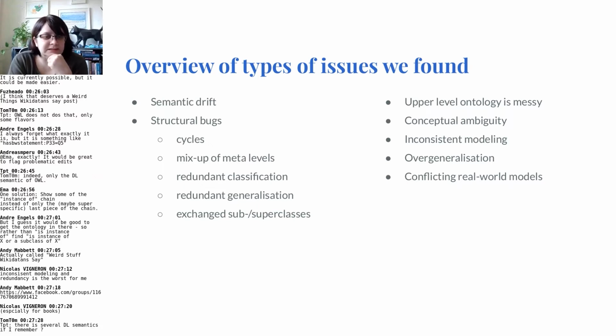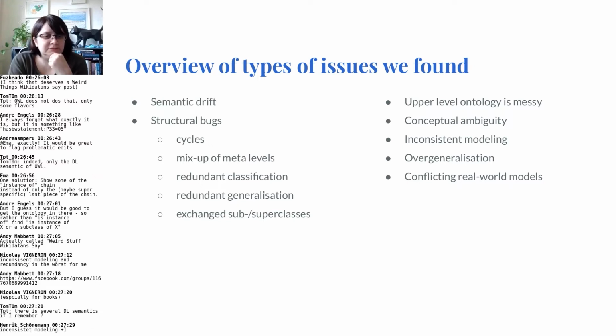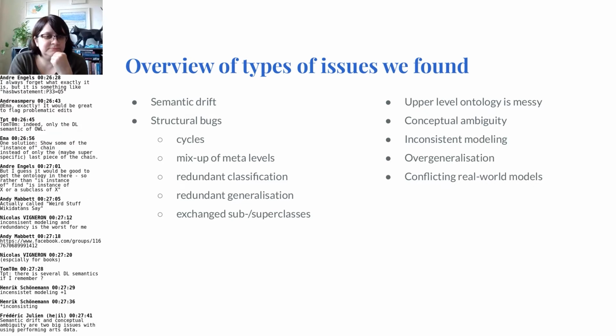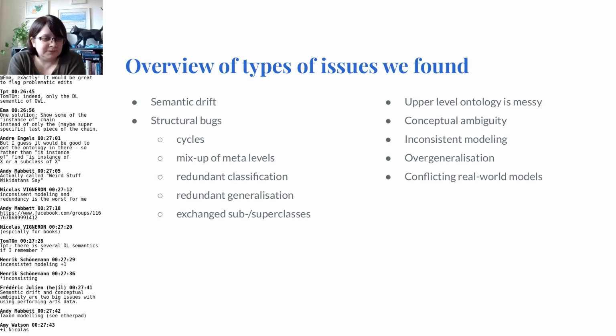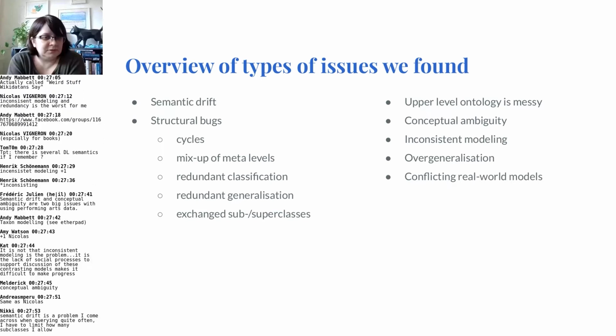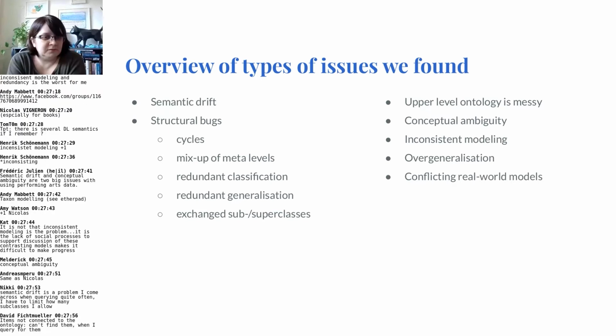And Nicola is saying inconsistent modeling and redundancy is the worst. Some +1s for inconsistent modeling. And Frederick is saying semantic drift and conceptual ambiguity is bad for using performing arts data.